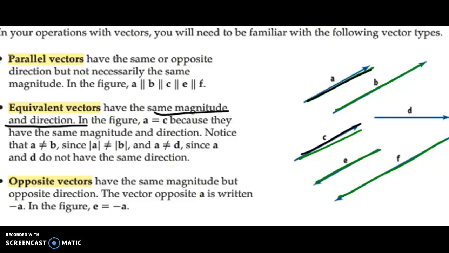Opposite vectors have the same magnitude but in a different direction. So for example, A and E are opposite because look, A is going this way, and E is going this way. They have the same magnitude, but just in opposite directions. So those are opposite vectors.